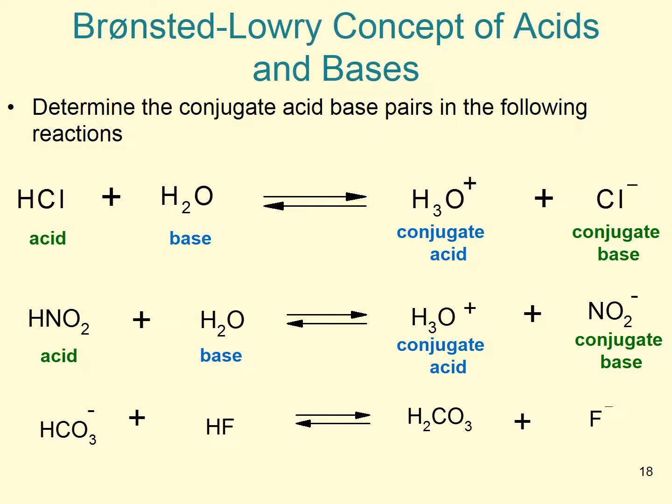So HCO3-, when you go to the right, you see it becomes H2CO3, so it has gained an H+. So HCO3- is a base, and H2CO3 is its conjugate acid. And then HF is the acid, and it does give up the H+ to form F-. So that's the conjugate base.